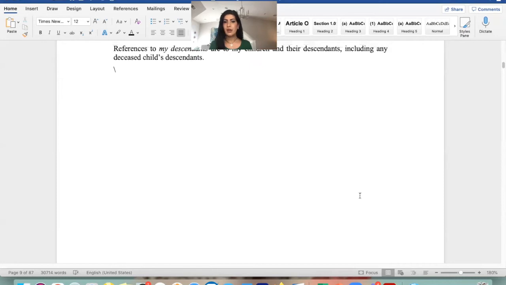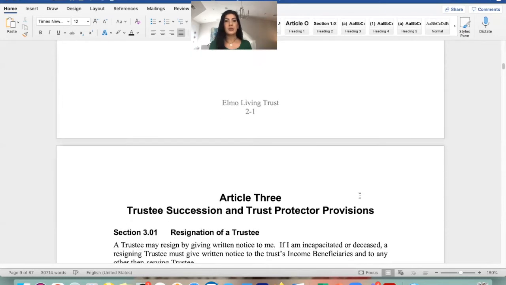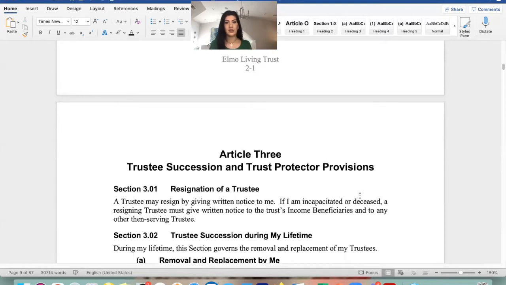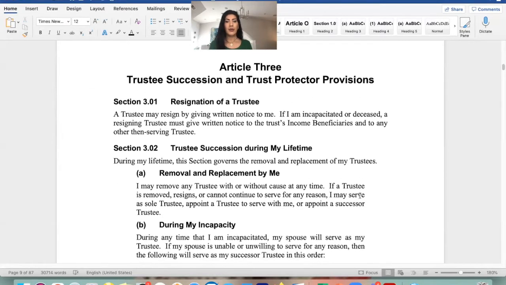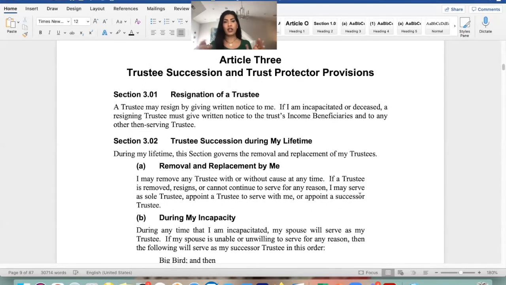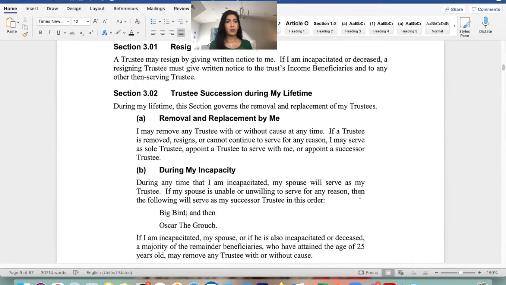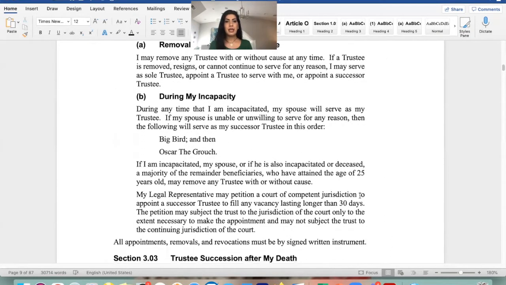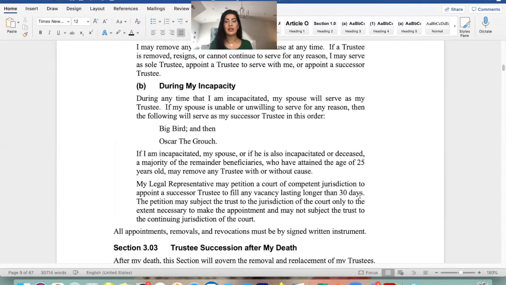Article 3 talks about trustee succession and trust protector provision. So let's tackle trustee succession first. During your life, you have the right to change your trustees at any time, with or without cause. But if you ever became incapacitated, we're making it clear that if you are married, then your spouse is allowed to step in and be the sole trustee. Spouse can be the trustee by themselves, and if you don't have a spouse, then it would be the next in line. Here, he is named Big Bird, and then after Big Bird, if Big Bird's also not available, then it's Oscar the Grouch.